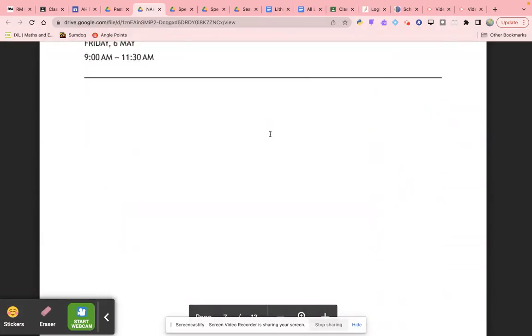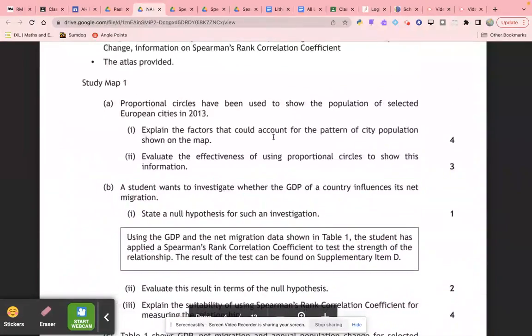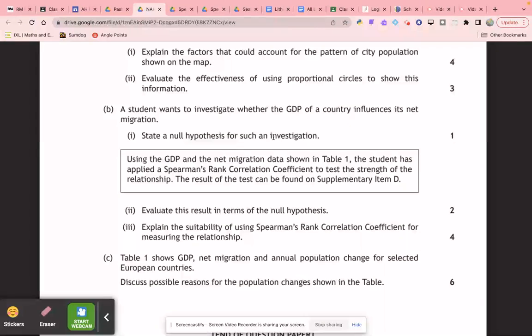Okay, now that we've had a quick little look at the table, let's consider the question again. We need to think of a null hypothesis. So there is a very strict way of writing up a null hypothesis, and it always starts with there being no statistically significant relationship between, and in this case, the GDP of a country and its net migration. Now, the key part to that null hypothesis is that there is no, and that's the first part you need to say, statistically significant. That doesn't mean that there isn't a significant relationship, it's just not statistically significant. And then the next word is relationship. You need to be writing relationship.